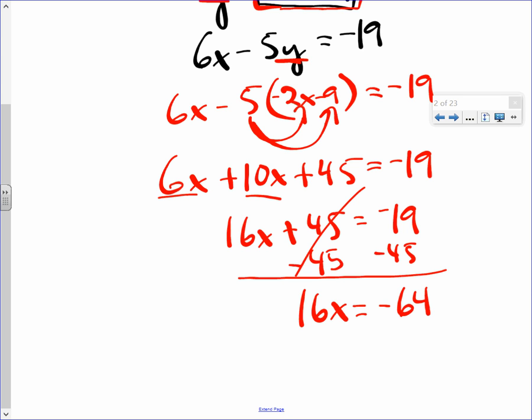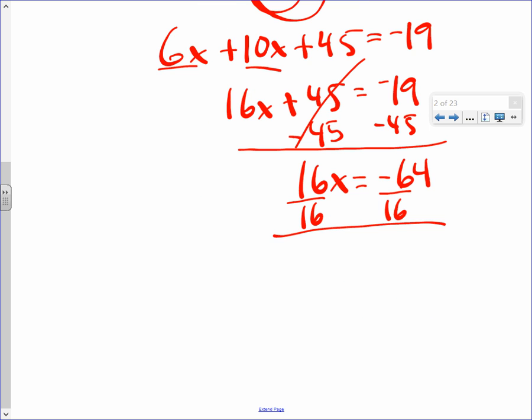Any ideas now, Franco, to get x alone? You're rocking and rolling. Here we go. Divide by 16. Look at this. Ladies and gentlemen, we got x alone. That's going to be a negative 4 if I'm not mistaken. Vasquez came alive there.